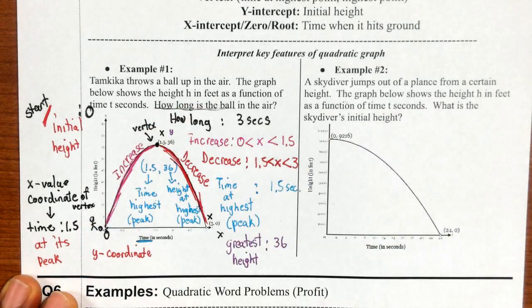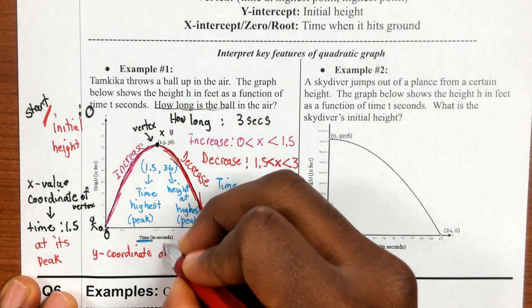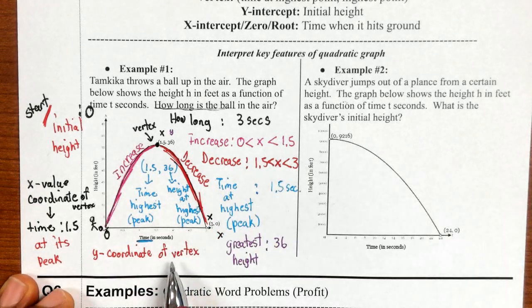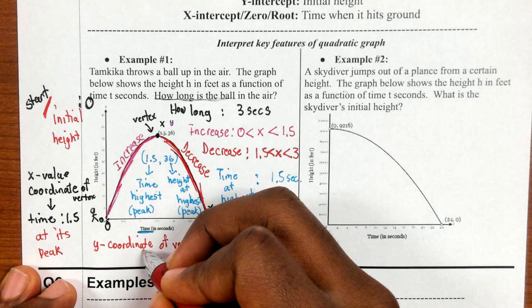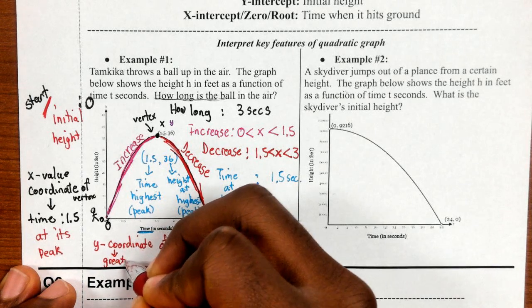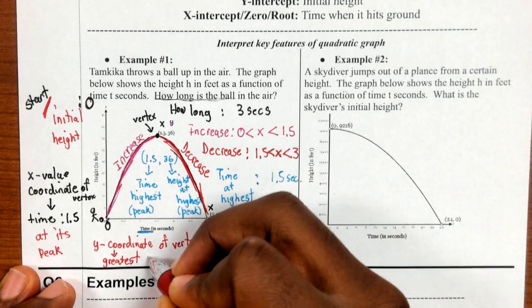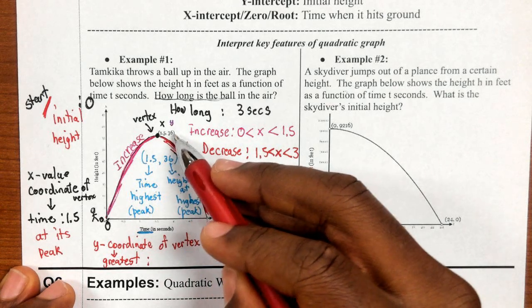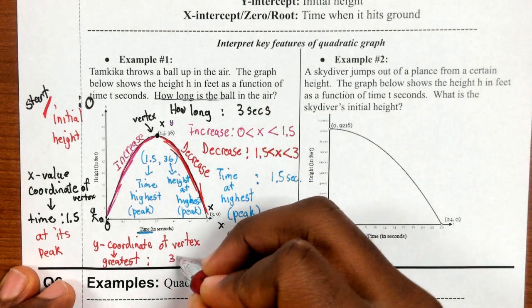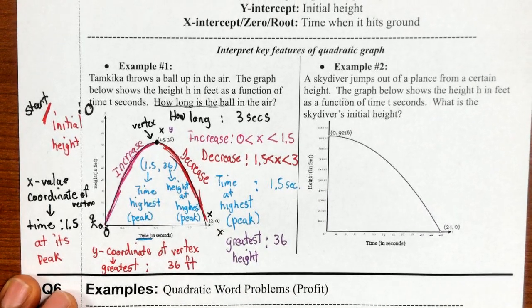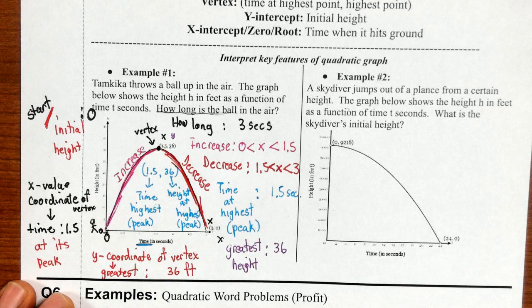I want to write all the information you might need. The y coordinate of the vertex would represent your greatest height. So in this case, what was my greatest height? What was my highest point? It was 36. That would be everything you'll need to know for this question.